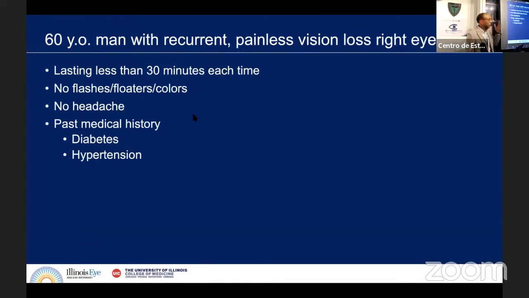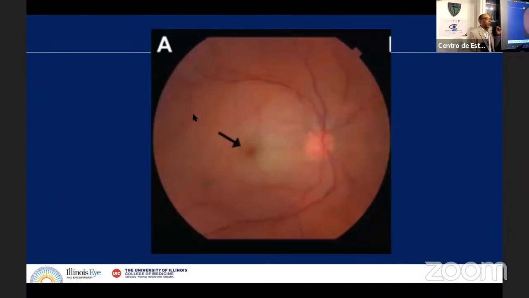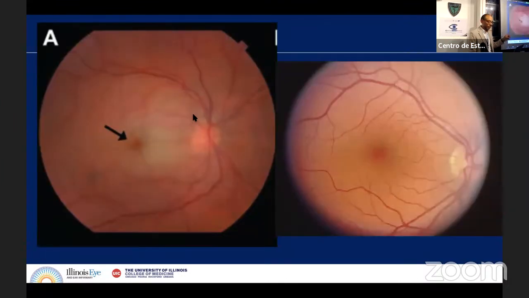Okay, so let's say we have this patient, 60-year-old, recurrent, painless vision loss in the right eye, lasts for about 30 minutes each time, no flashes, no floaters, no headache. He has diabetes and high blood pressure. And he has a cherry red spot. Central retinal artery occlusion. Do you know what to do with this patient? Right?